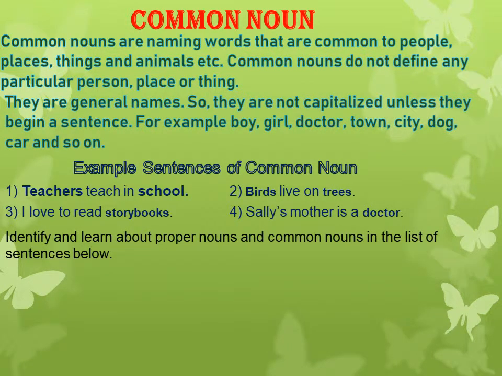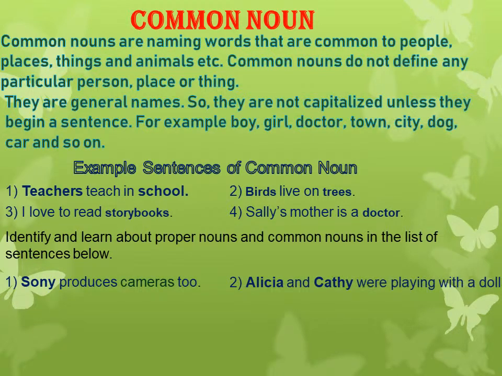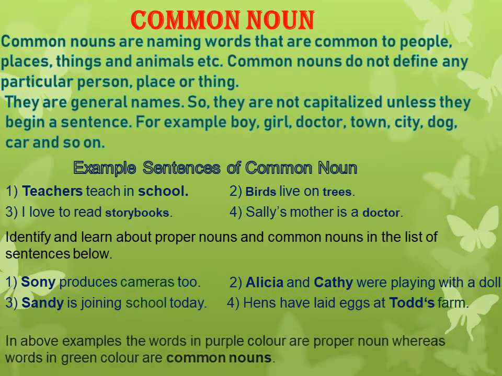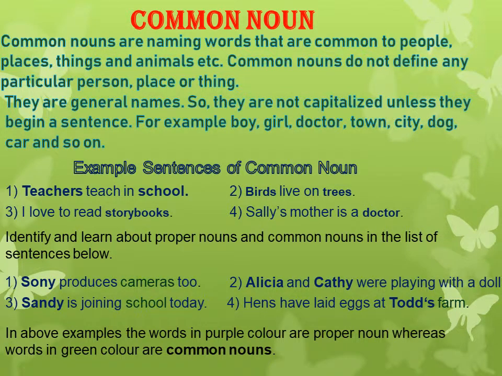Identify and learn about proper nouns and common nouns in the list of sentences below. 1. Sony produces cameras too. 2. Alicia and Kathy were playing with a doll. 3. Sandy is joining school today. 4. Hens have laid eggs at Todd's farm. In above examples, the words in purple color are proper nouns, whereas words in green color are common nouns.